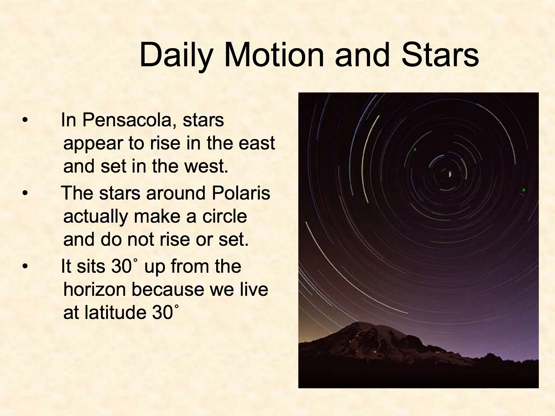As I discussed in the last lecture, stars always rise in the east and set in the west, since Earth rotates from west to east counterclockwise. The stars near Polaris seem to trace a circle around Polaris, never quite setting. In Pensacola, Polaris sits 30 degrees above the horizon because we are located on latitude 30 degrees north. This is a more complete image of star trails taken over the course of an entire night, or at least several hours.